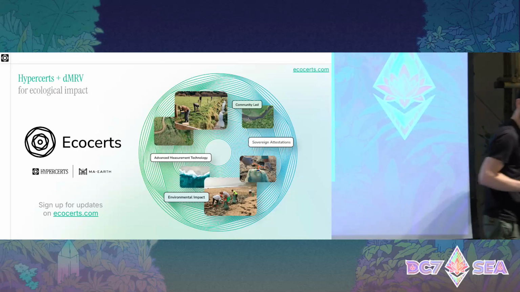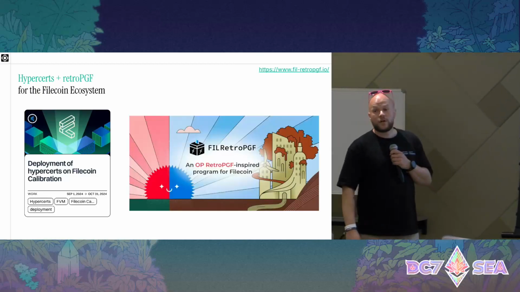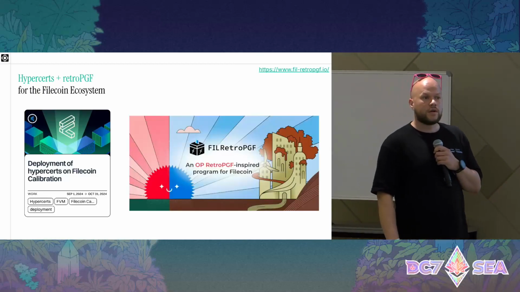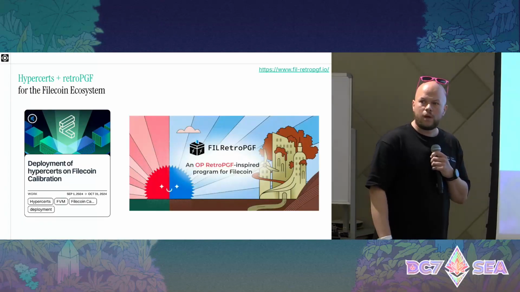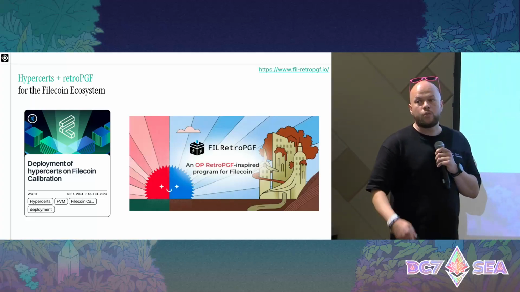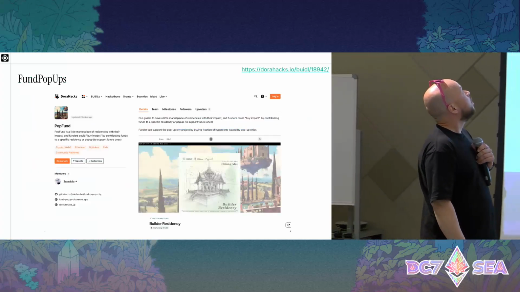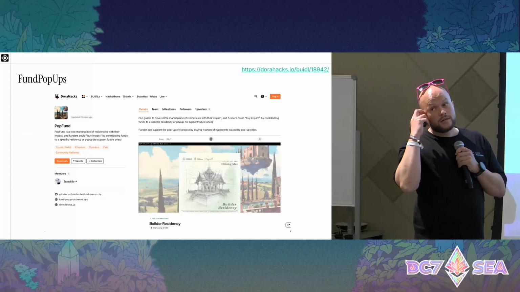Cool, thanks. And after EcoCerts, we are also working with Filecoin. Filecoin is doing an RPGF round at the end, I think now, maybe they're even doing the votes. And hypercerts will be distributed among the funders based on the work that they funded. And that was a really fun hack that has also been done.